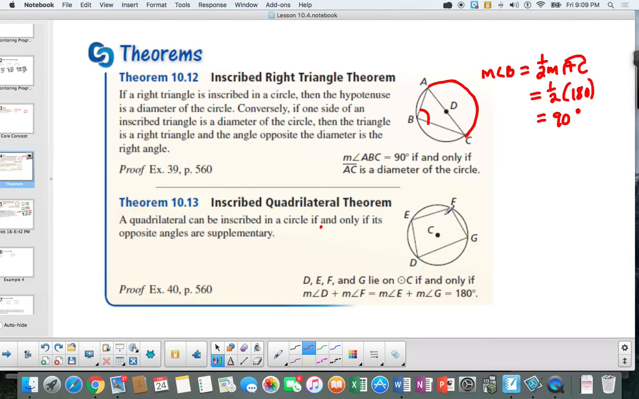What we're going to try to prove is that this angle and this angle are supplementary to each other. We're going to try to prove that they're supplementary. That's this one right here, that they add up to 180. And these will also be supplementary too.